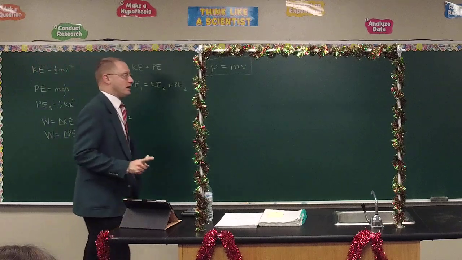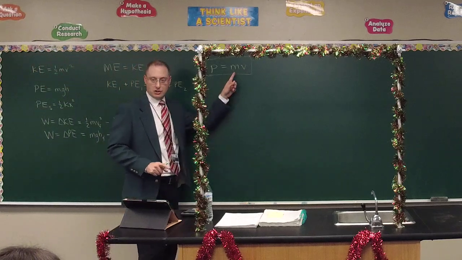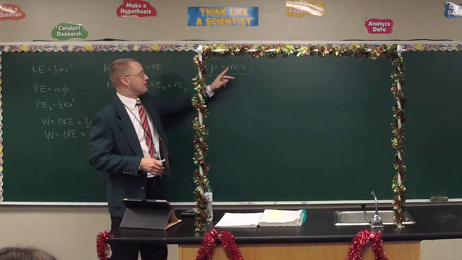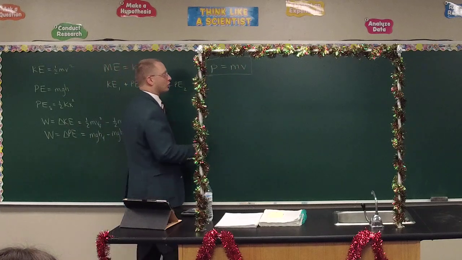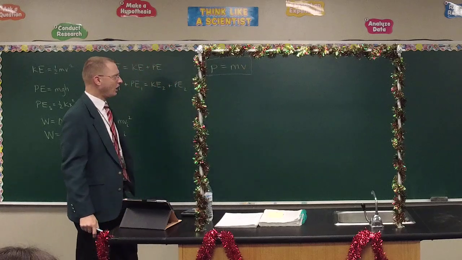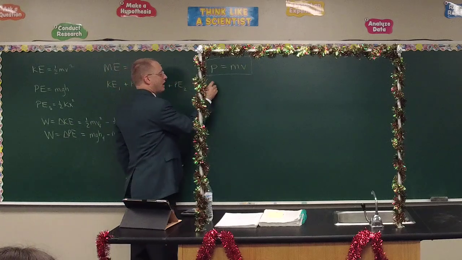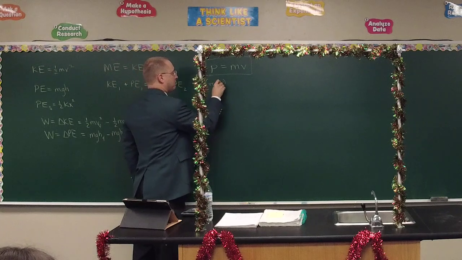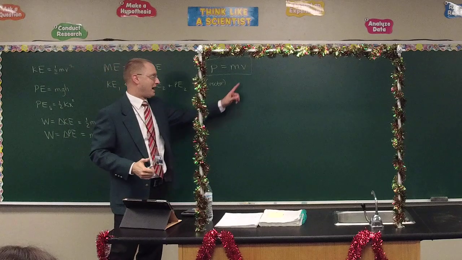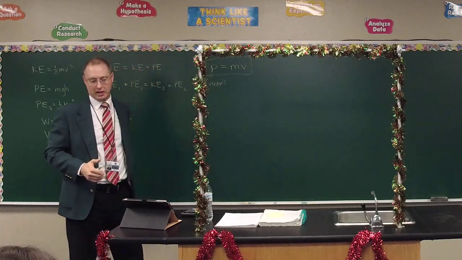Do you want to note this? Mass is not a vector. Mass is just an entity. It's a scalar. Velocity is a vector, which means momentum is a vector whose direction is based on the direction of the velocity. So momentum is a vector quantity. That's going to be important here in just a moment. The direction of momentum is determined by the velocity's direction.